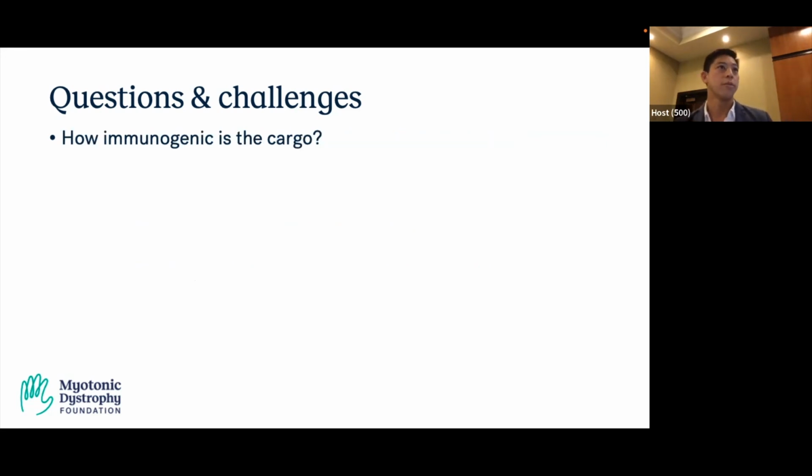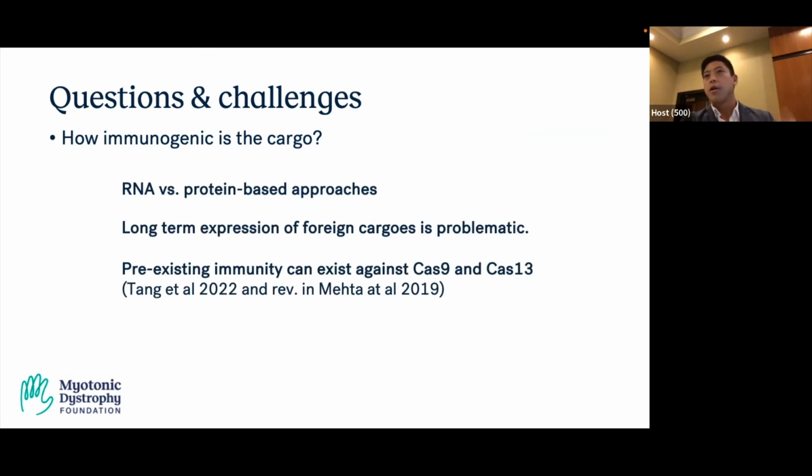How immunogenic is the cargo? This is quite important. We're already seeing this in the context of dystrophin gene therapies, where certain patients with certain mutations seem to be showing cardiomyocytis, and not other patients with certain mutations. So there is the idea about immunity against certain sequences. RNA approaches have some advantages over this because in general, immune reactivity tends to be biased towards proteins. Long-term expression of foreign cargoes is problematic, and then pre-existing immunity can exist against some of these CRISPR enzymes. So that's very important to consider.